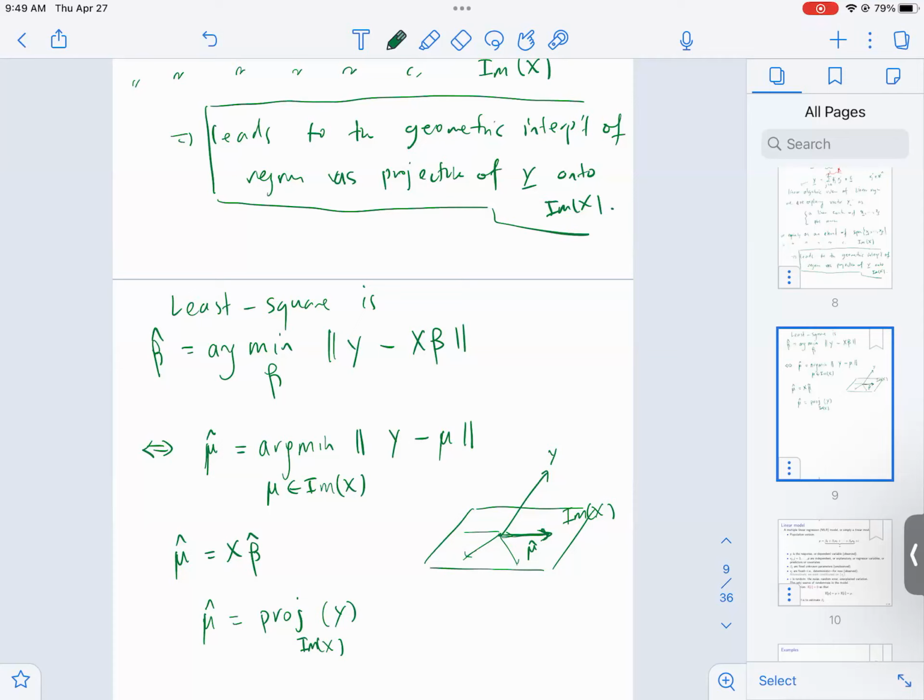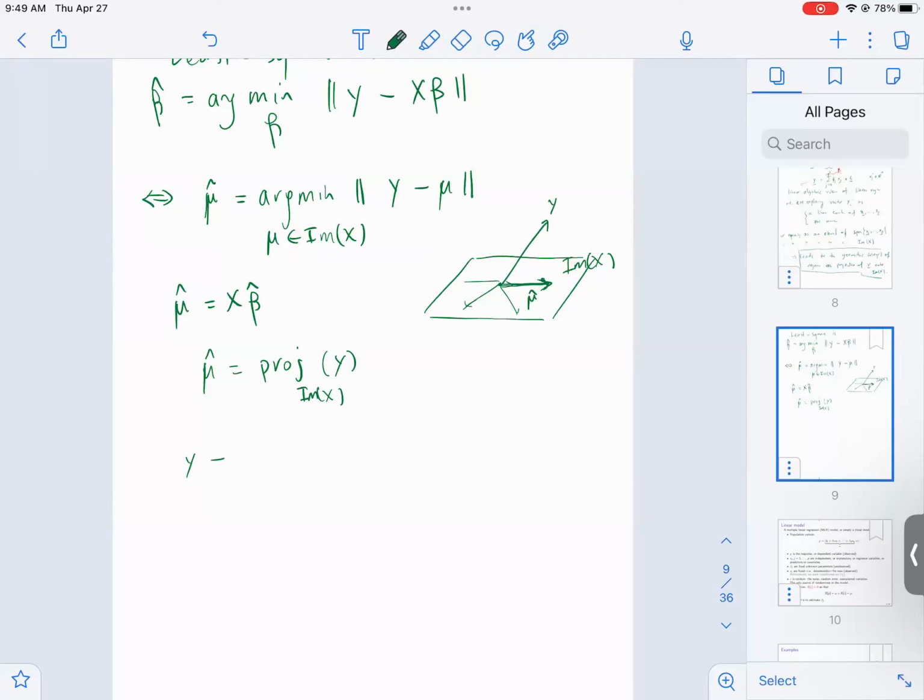There's a very special property of this type of projection. So you project, and there's something about the error that we know. I want to write E. E would be y minus mu hat, let's say. So y minus E would be mu hat, right? So you can write mu hat as y minus E. This is the definition of the error.